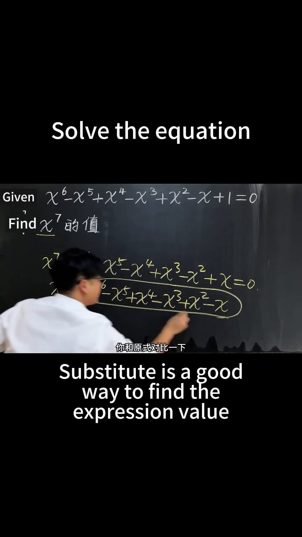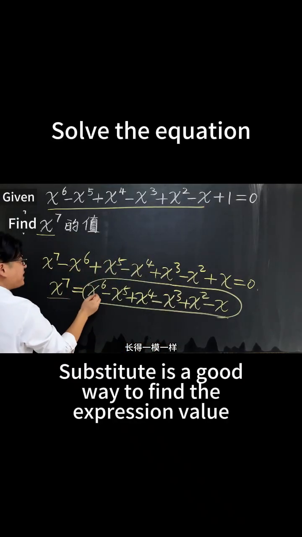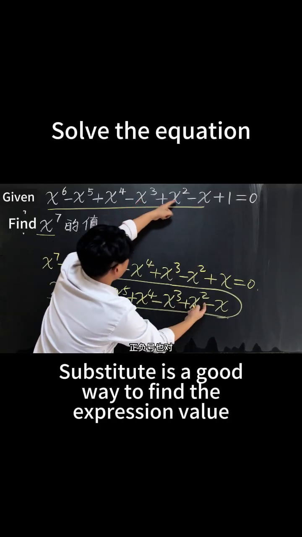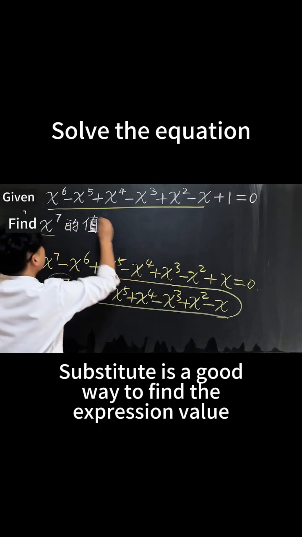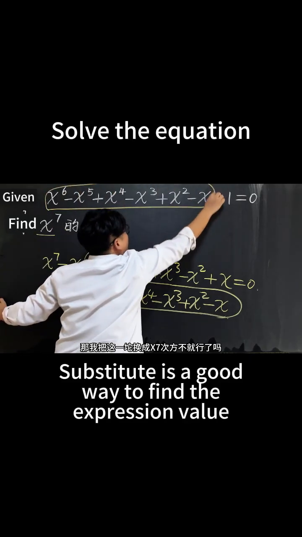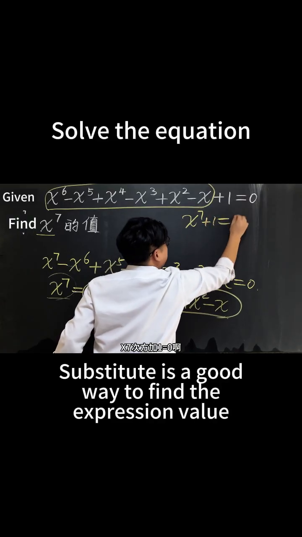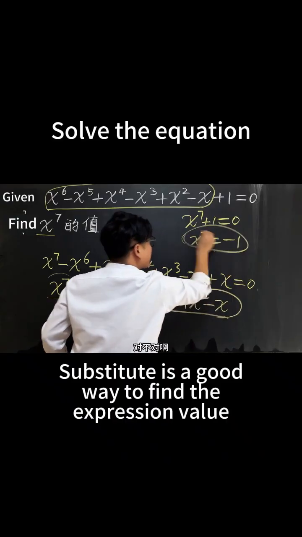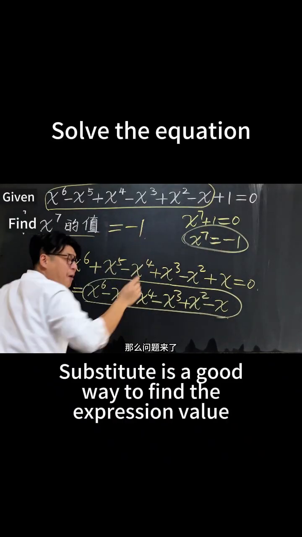If you compare this whole big expression with the original, do you notice something? They look exactly the same. Look, the 6th power, 5th power, 4th power, 3rd power, the signs are all correct. So x to the 7th power is equal to this. So can I just replace this whole expression with x to the 7th power? X to the 7th power plus 1 equals 0. So x to the 7th power must be negative 1, right? So is there any problem? Isn't x to the 7th power equal to negative 1?